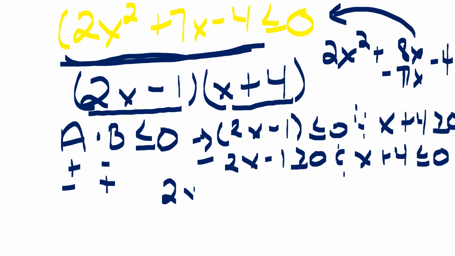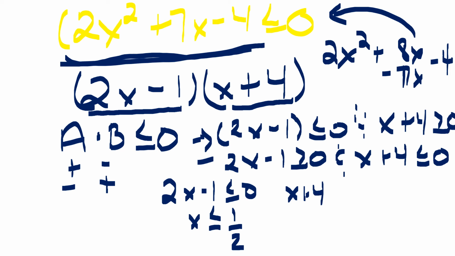You have 2x minus 1 less than or equal to 0. You're going to get x is less than or equal to 1/2, and then you'll have x plus 4 is greater than or equal to 0, and again you'll solve for x is greater than or equal to -4. Okay, so will this one satisfy your equation? Will you have an x value that is less than 1/2 and greater than -4?